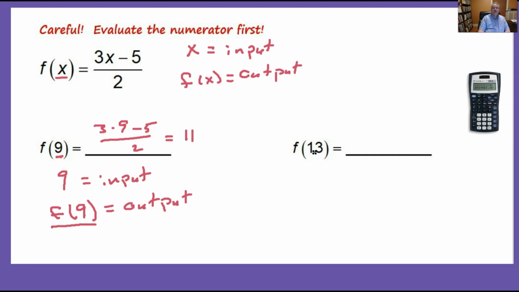All right, what if our input is 13? Well, we're going to put 13 in for x. My function says whatever the input is, multiply it by 3, subtract 5, and divide by 2. That'd be 39 minus 5 is 34, divided by 2 is 17.